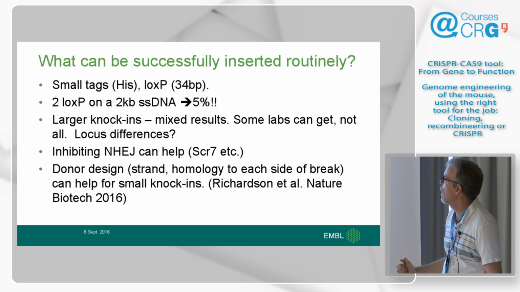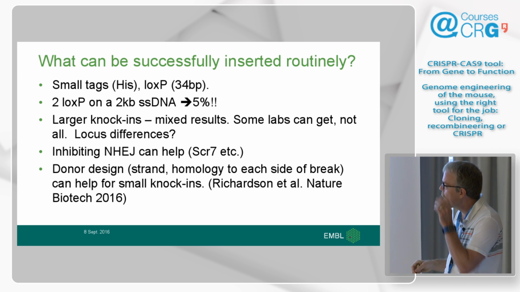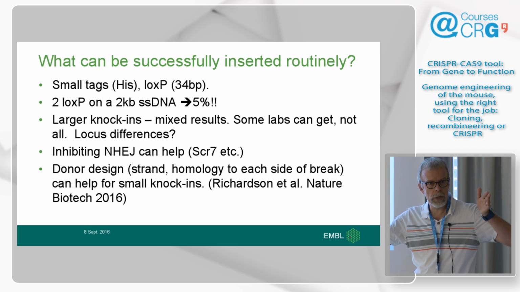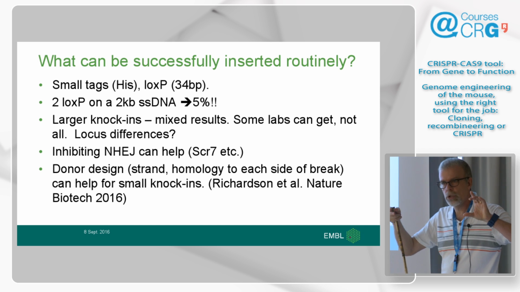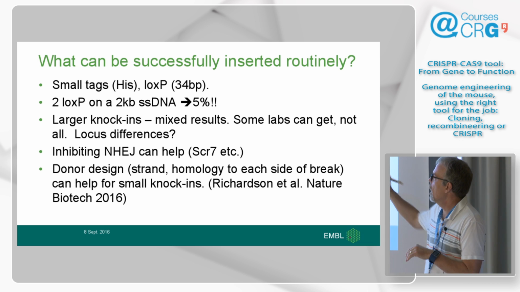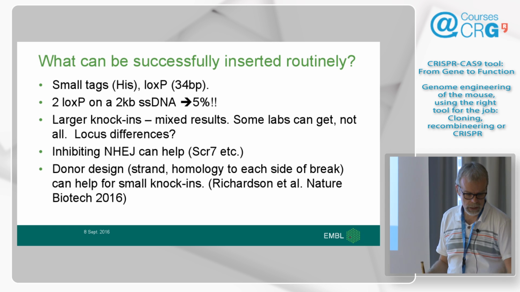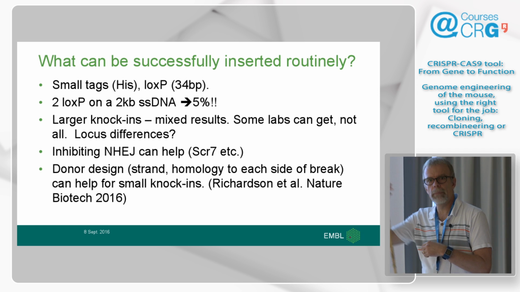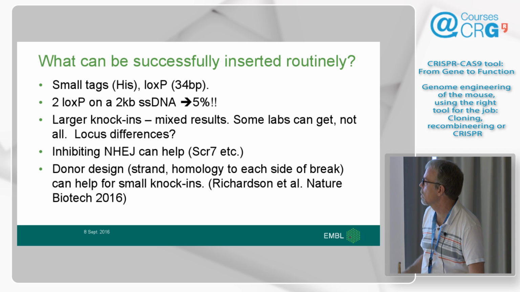So small tags work quite well. His tags, LoxP. I just came from a CRISPR meeting and I can't wait to try this. They're starting to put in conditional knockouts, like I mentioned earlier, where you have a floxed region flanked by 2 LoxP sites. They're making a 2 kb single-stranded DNA, and they got 5% of the pups had LoxP both on the same allele, which is amazing. So that saves a ton of time if that works. What we tend to do now is we're putting 1 LoxP in and then coming back and doing a second one. And even that's faster than going through the ES cells, but this would be even faster.